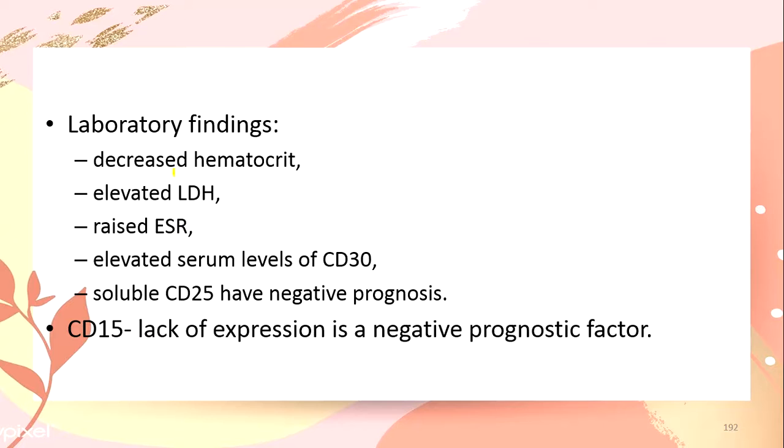On lab findings, if you find decreased hematocrit, elevated LDH, raised ESR and elevated CD30 levels, as well as soluble CD25, all these indicate negative prognosis, and lack of expression of CD15 is a negative prognostic factor as well.